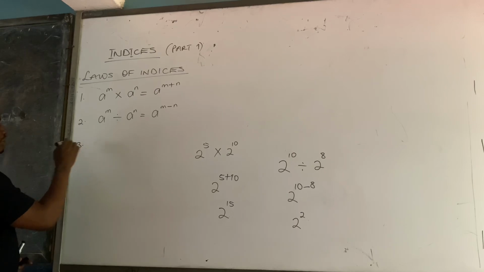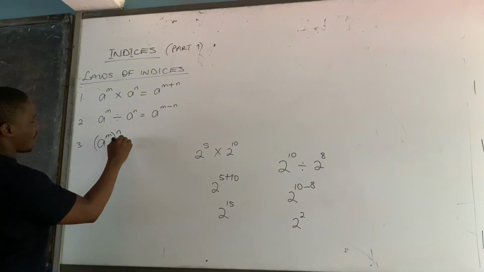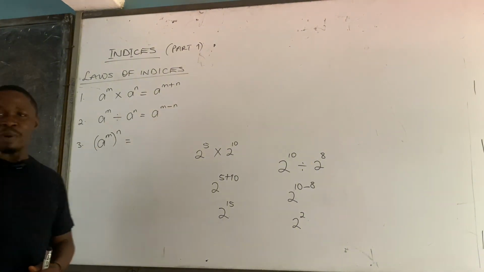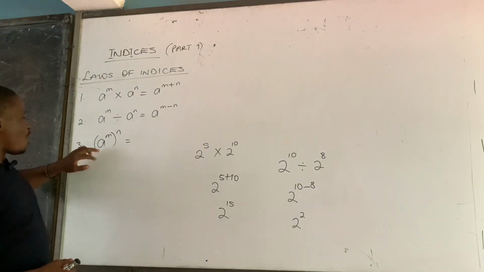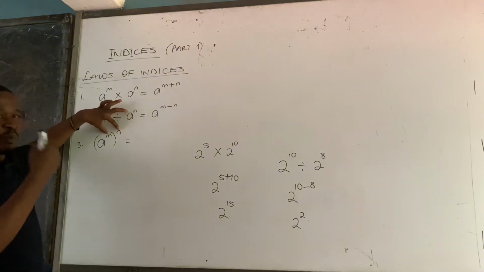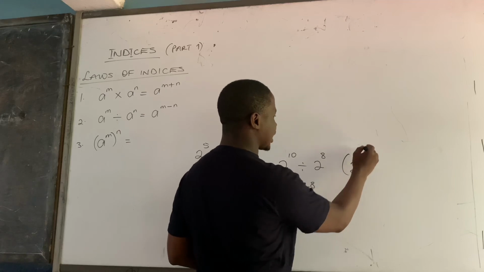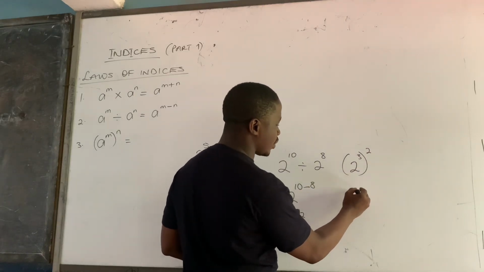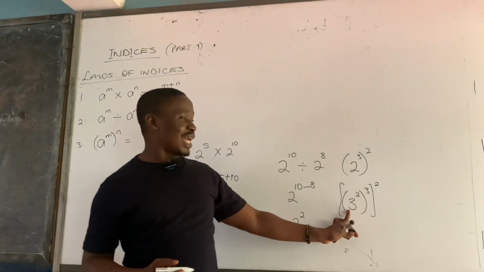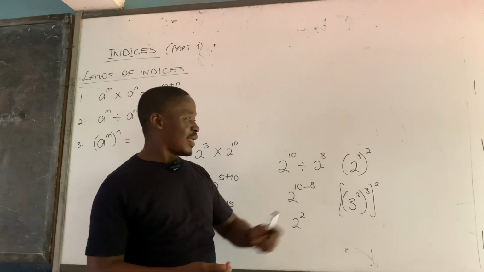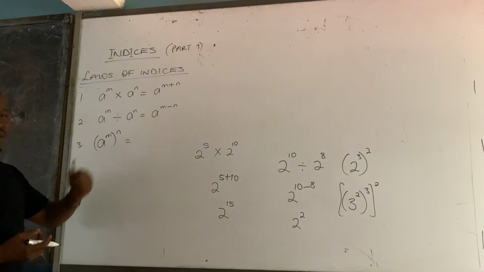So we have another one here. We say a to the power of m, everything is raised to the power of n. We call this one the power law. Alright. Now which law is this? Whenever one value is affected by 2 or more powers. For example, you have 2 to the power 3, everything is raised to the power 2. Or 3 to the power 2, raised to the power 3, and everything is raised to the power 2. One base is having 3 powers affecting it. One base is having 2 powers affecting it.